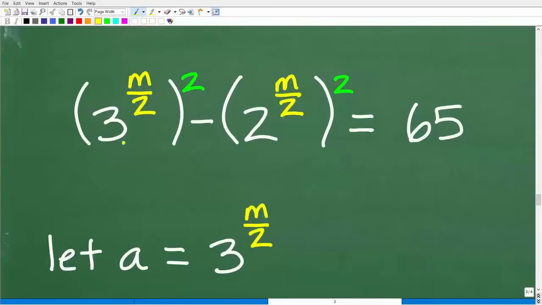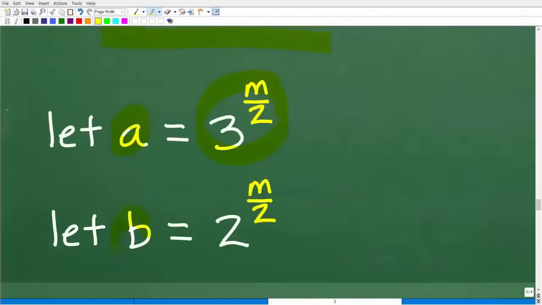So we have 3 to the m over 2 squared minus 2 to the m over 2 squared is equal to 65. So we're going to think of this as an a squared minus b squared situation on the left-hand side. So let's let the variable a represent this whole thing right here, 3 to the m over 2 power. And we'll let b equal 2 to the m over 2 power.